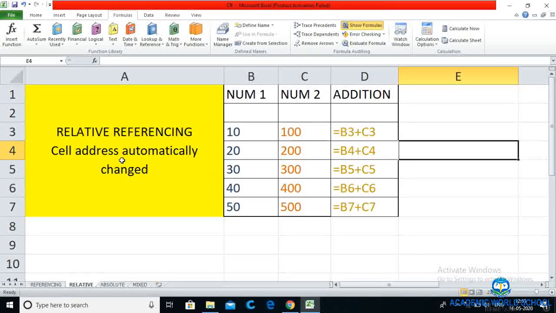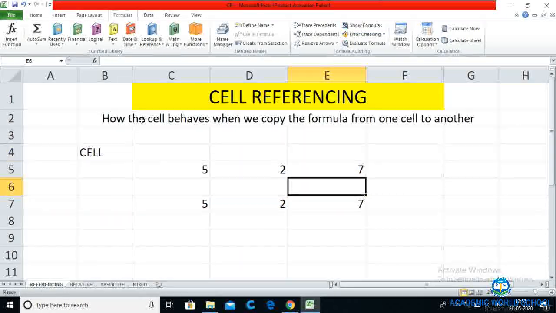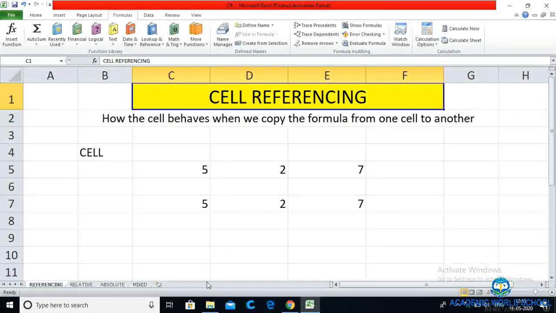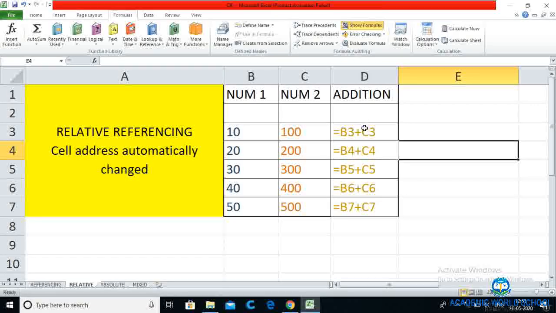So, relative referencing is what? Relative referencing is where the cell address is automatically changing while copying it from one cell to another cell. And that is why we need to do cell referencing. Just remember one thing, students: cell referencing is how the cell behaves when we copy the formula from one cell to another. And over here, how is it behaving?